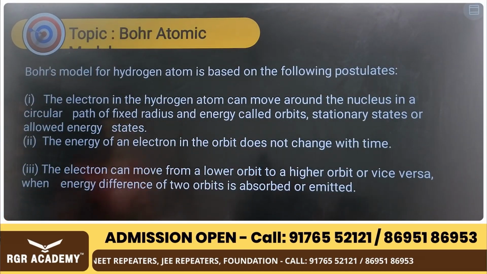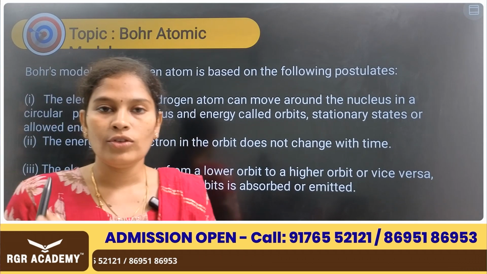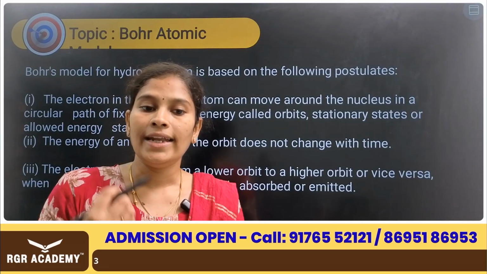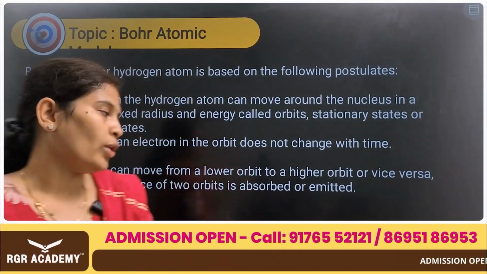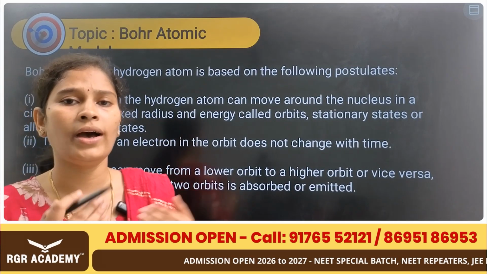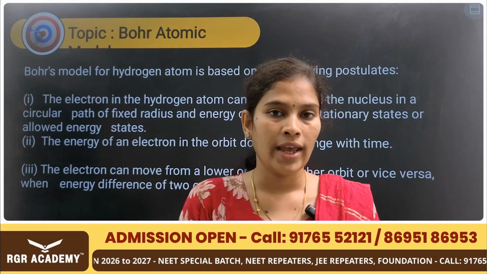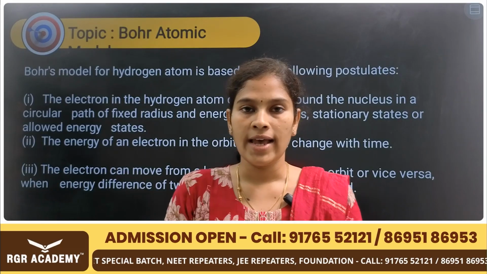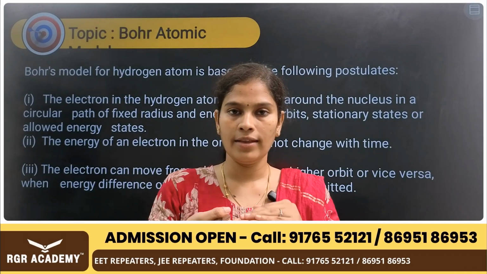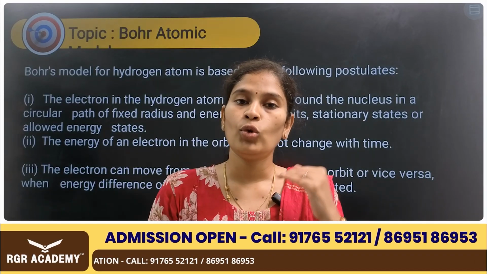And the second postulate: the energy of an electron in an orbit doesn't change with time. Once it starts revolving around the nucleus, it will not radiate any energy. That is a main point. Then the electron can move from lower to higher or higher to lower, if it absorbs or emits energy. If the electron has lower energy, it will be in the lower stationary state. When it gains some energy, it will move to a higher level.